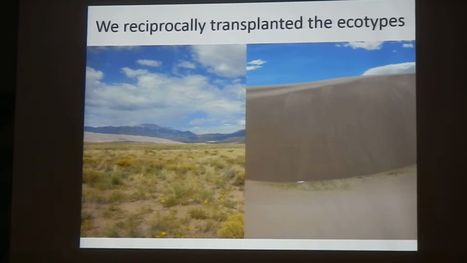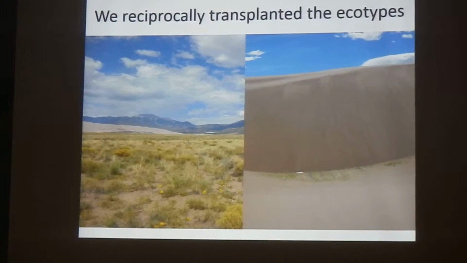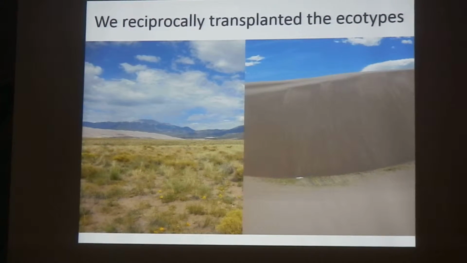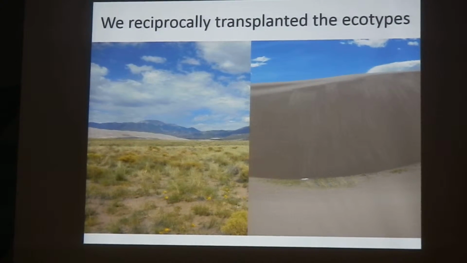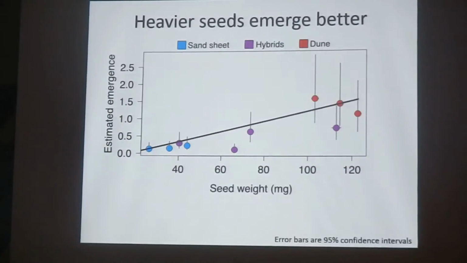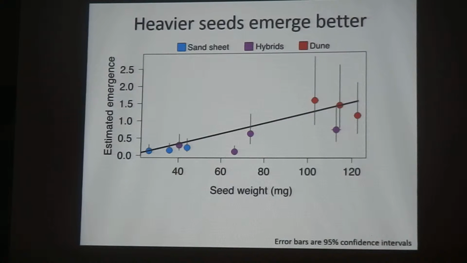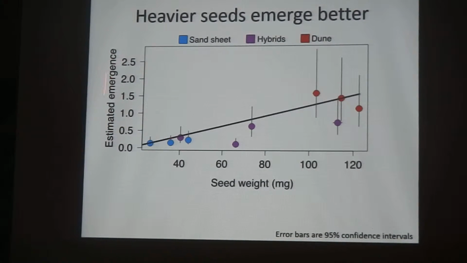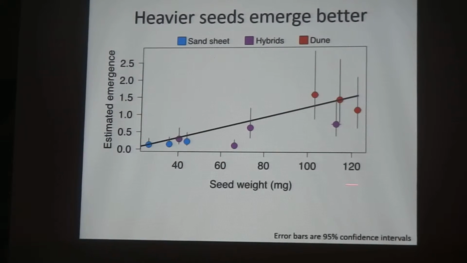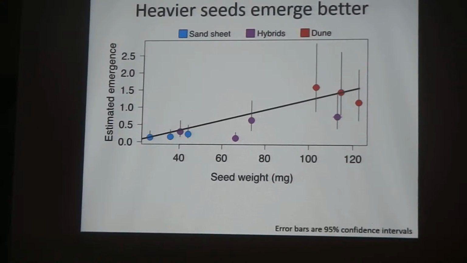Furthermore, data from reciprocal transplants in which we put both the pure ecotypes and the hybrids into the sand sheet environment and into the dune environment suggests that seed size is under selection. In both environments, heavier seeds emerge better. Here you can see this is an estimate of emergence rate and the various seed weights across the bottom.